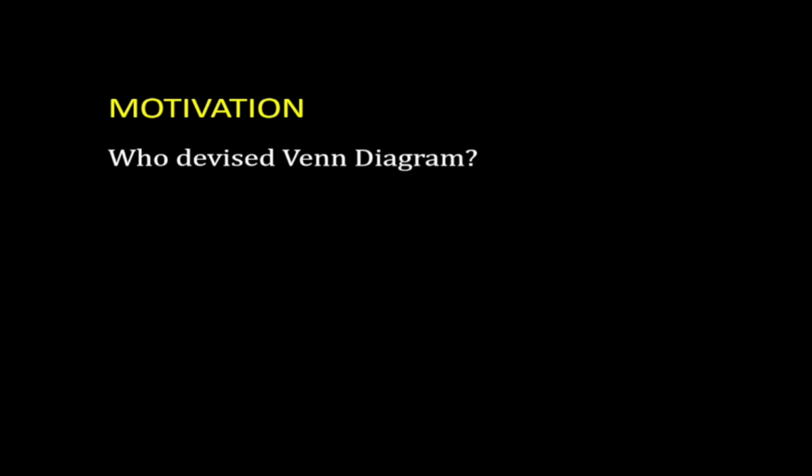Okay, before we proceed with our lesson, let's try to have a short activity first. This is a review of our past lesson. The question is, who devised Venn diagram? The letters are as follows: J, H, I, O, X, N.